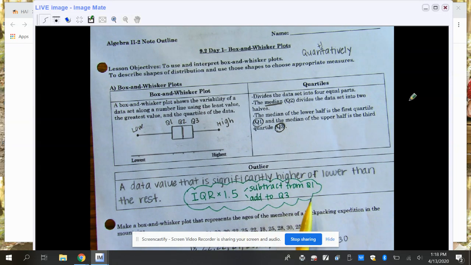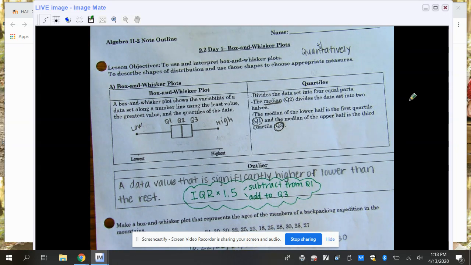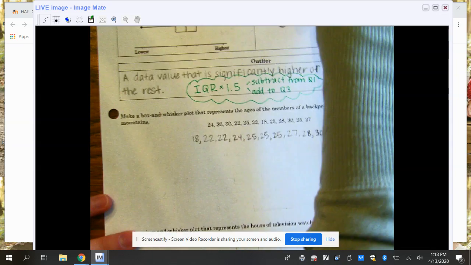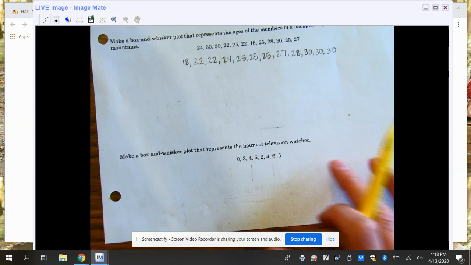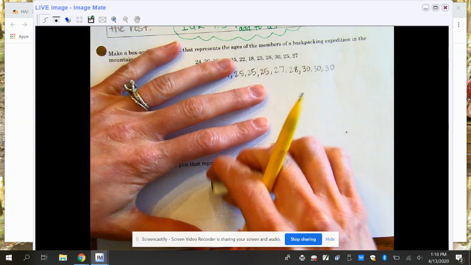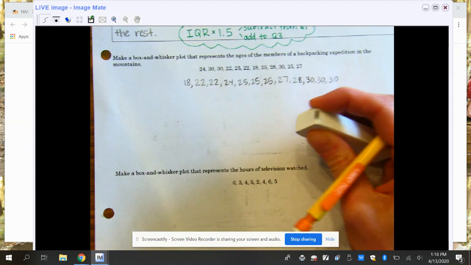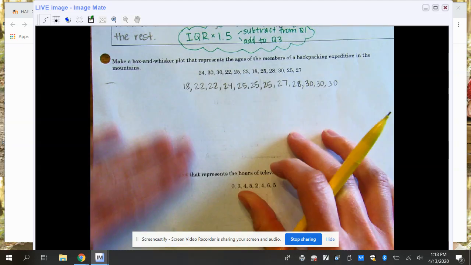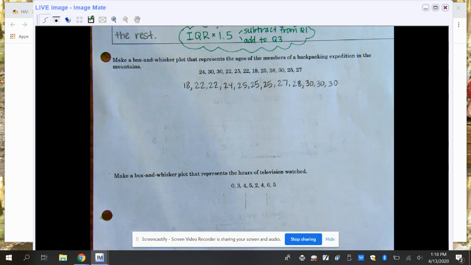And so we'll come back to this outlier. I had already written this down just to save some time, so I don't want you to necessarily copy down that quite yet. I also saved some time in this first example, and you can see, since I'm re-recording this, I erased my original box and whisker plot, writing over it again.